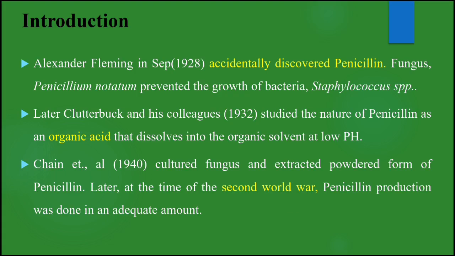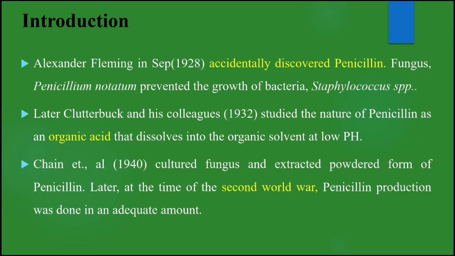Introduction. Alexander Fleming, in September 1928, accidentally discovered penicillin. He found that the fungus Penicillium notatum prevented the growth of Staphylococcus bacteria. Later, Clutterbuck and his colleagues in 1932 studied the nature of penicillin and identified it as an organic acid that dissolves into an organic solvent at low pH. Chain and others in 1940 cultured the fungus and extracted penicillin in powder form.